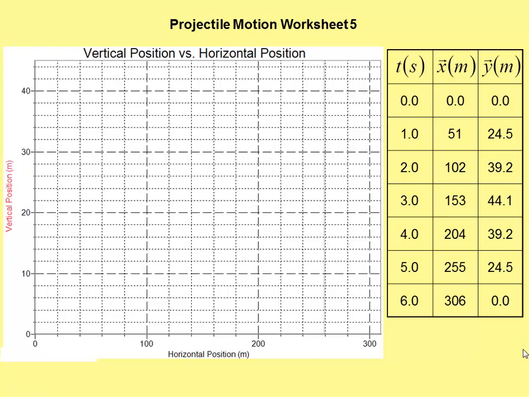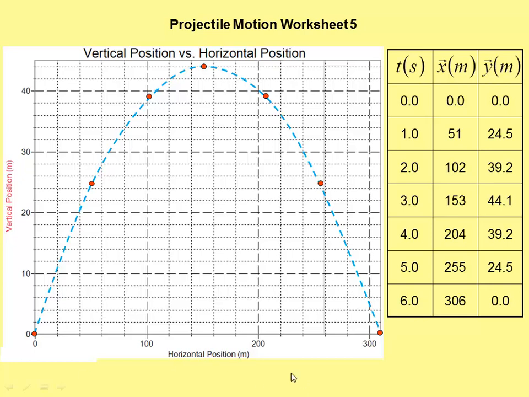Let's graph the points. 0, 0, 51, 24.5, 102, 39.2, 153 and 44.1, 204 and 39.2, 255 and 24.5, and 306 and 0. So the shape of our path is in fact a parabola. Constant velocity horizontally, uniformly accelerated motion vertically makes a parabolic motion.